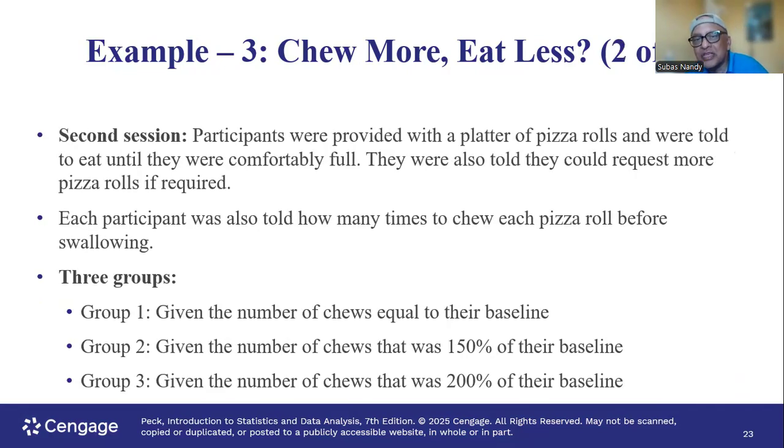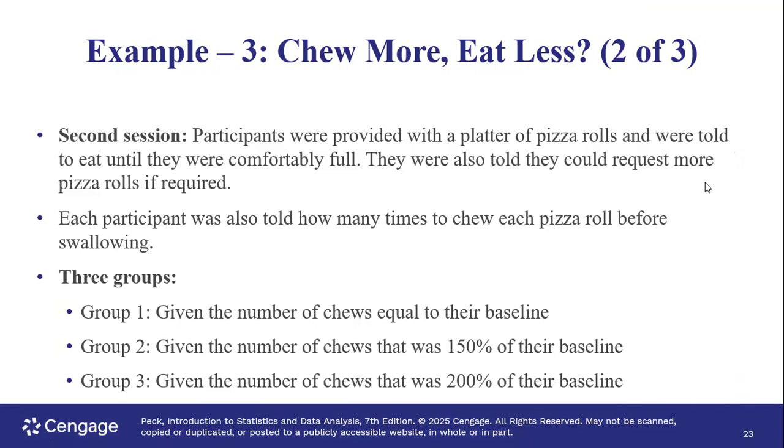Okay, so that was the first session. In the second session, they were provided with a platter of pizza rolls and told that they could eat as many pizza rolls as they liked, and then ask for additional pizza rolls. Each person was also told how many times to chew the pizza roll before swallowing. Group one was given chews equal to their baseline. So if, on average, group one people chewed 20 times before swallowing the food, they also chewed 20 times before swallowing the food.